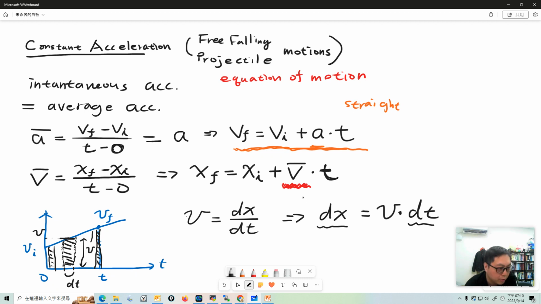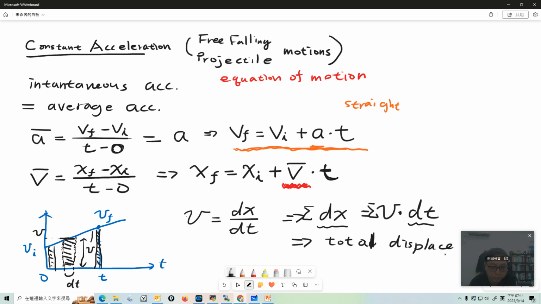Under this area, I do a bunch of slices, and they are very small. Every slice has a very tiny width, delta t. Then I sum all of them. This will become the total displacement. So if I do lots of slices on this diagram and we add all of them, it's the total displacement.